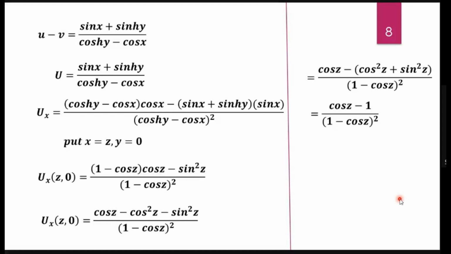Again here we have cos z minus 1, and here 1 minus cos z. So I can cancel if I take the minus sign outside from the numerator. I will take the minus sign outside and then cancel 1 minus cos z in both numerator and denominator. So I'll be left with minus 1 upon 1 minus cos z. Since cos z minus 1 is there, I took minus 1 common from the numerator. When minus 1 comes out, I get 1 minus cos z. That 1 minus cos z and the 1 minus cos z in the denominator will get cancelled. The remaining will be minus 1 upon 1 minus cos z.